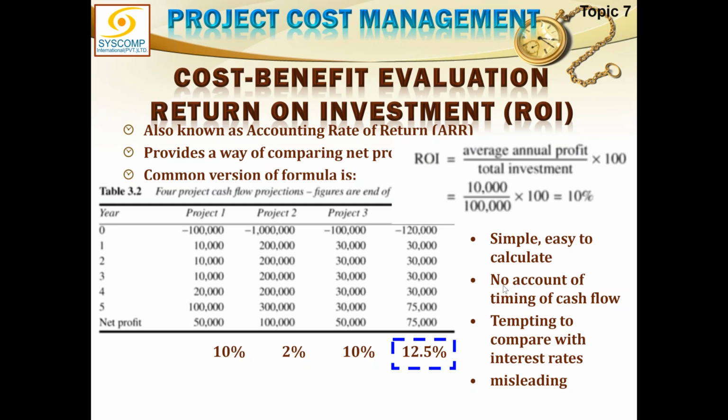But why is it misleading? You have taken the average annual profit, right? Did you consider anywhere the value of money? You just kept adding all the amounts, which comes out to be 150. You took the net profit 50,000 and divided it simply without considering when the money is coming, early or late. You just took the whole sum of the money, averaged it out to each year, and then calculated a percentage. So the element of when the money is coming is not included in it, which leaves it as bad as the net profit method.